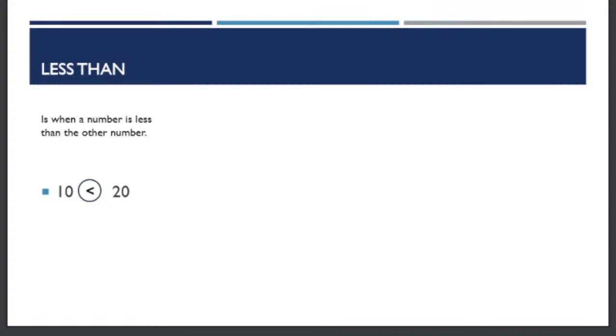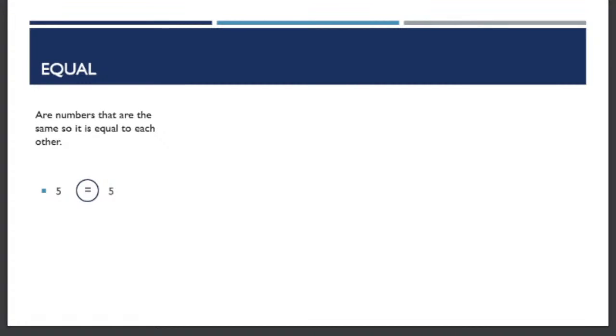Next, less than is when a number is less than the other number. For this example, 10 is less than 20 because it's the lowest number and 20 is the highest number. Last is equal. Equal is when numbers are the same, so they are equal to each other, such as 5 and 5, which means they are equal.